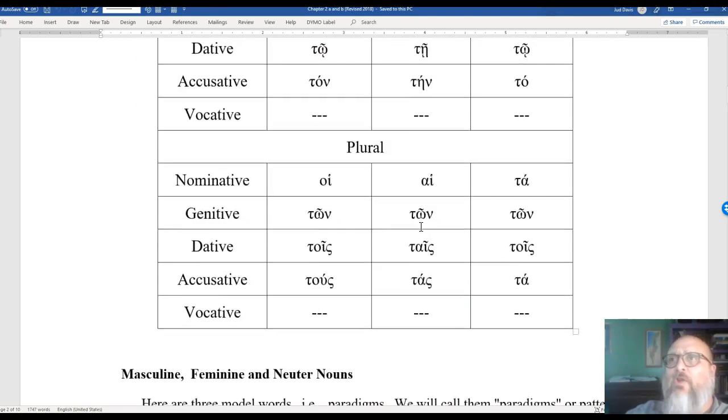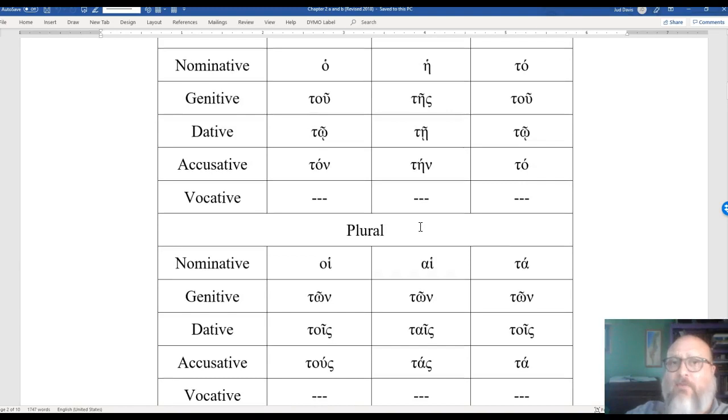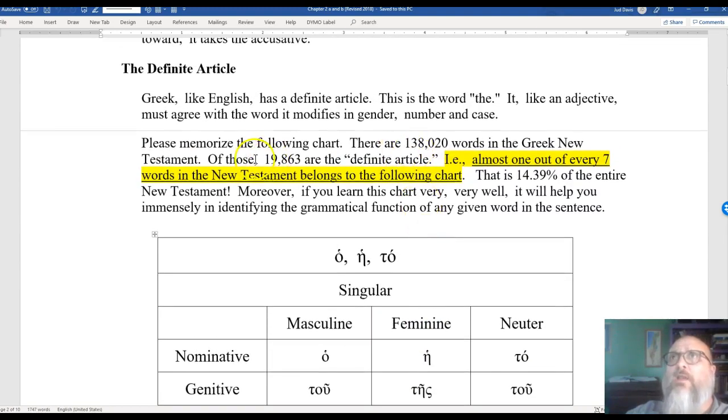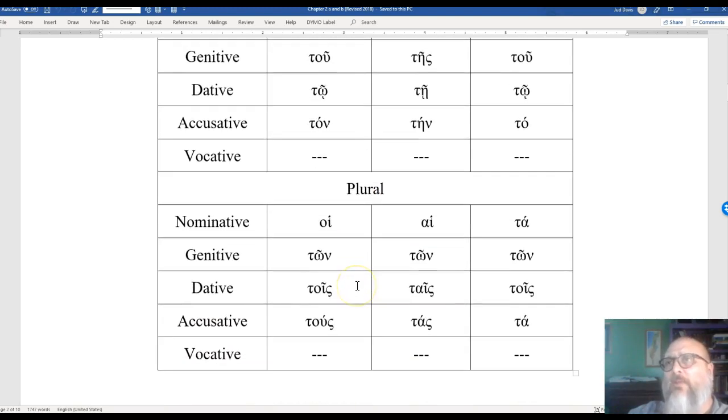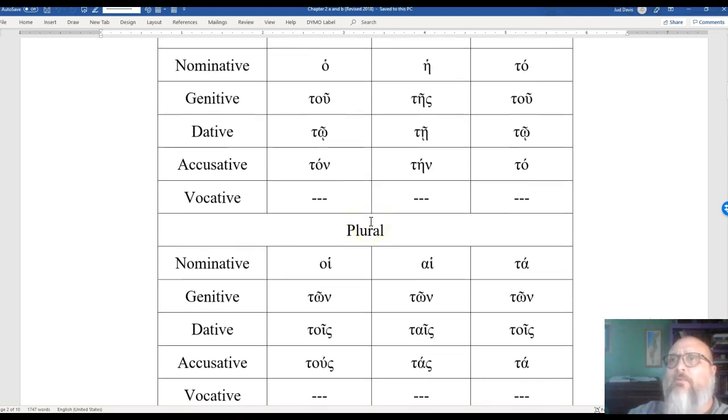So this chart is just one that you're going to have to memorize. But the good thing is, once you memorize this chart, you'll know almost 20,000 of the words in the Greek New Testament. If you only could memorize one chart in the Greek language, this would be the one that's going to pay you back like nobody's business. So make sure you're able to say this, write it out.